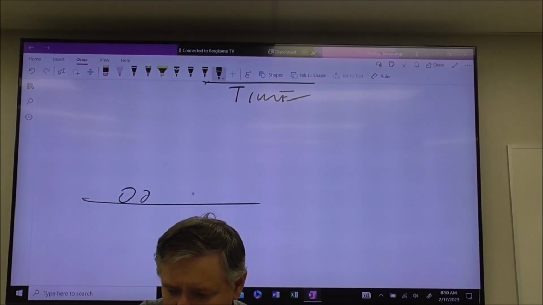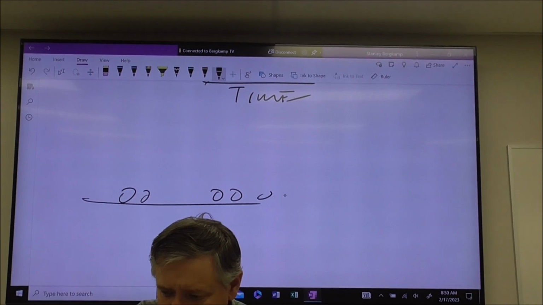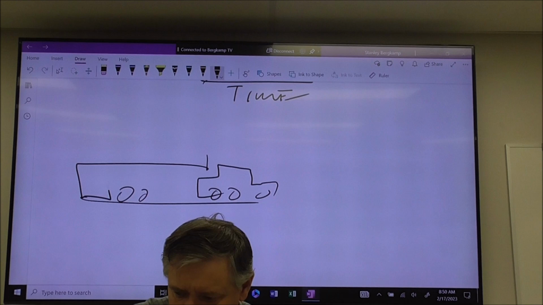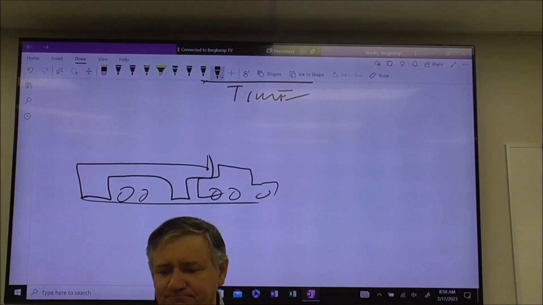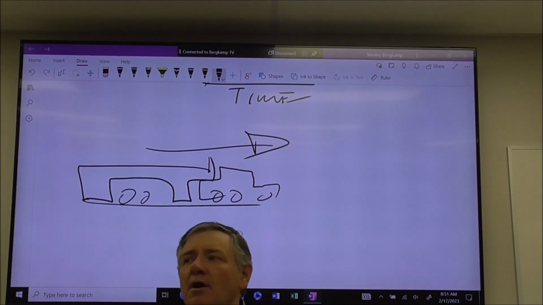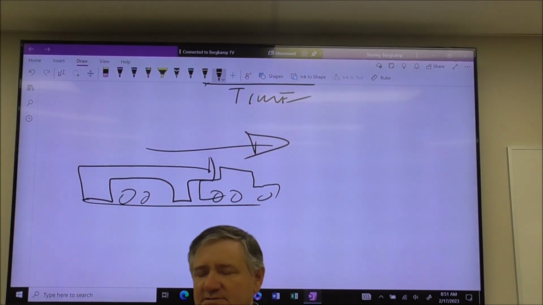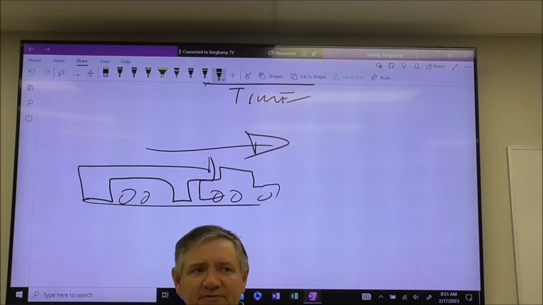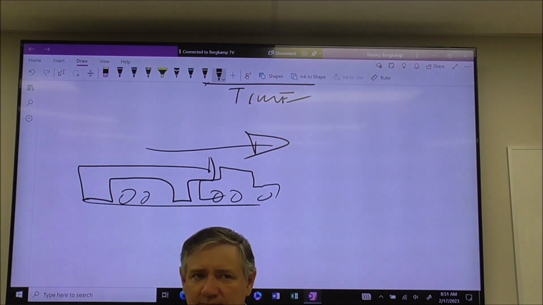So here's the semi. Boom, this big trailer. Boom. Like this, right? It's going down the road, that direction. You're going to hit the brakes. So start with this idea. You hit the brakes. What are the 3 forces acting on that semi at that point?